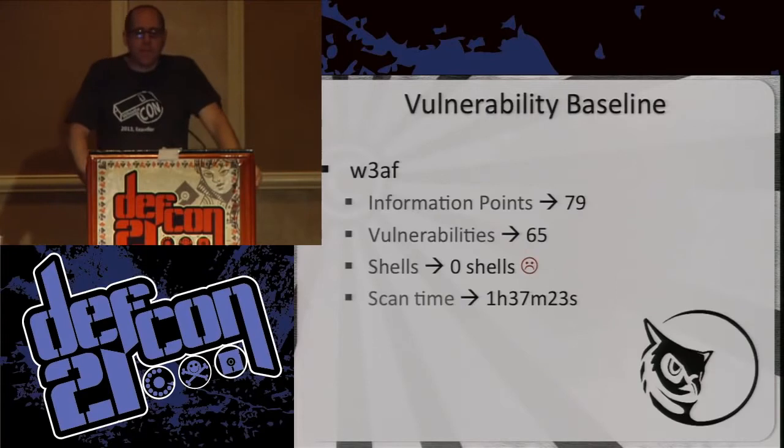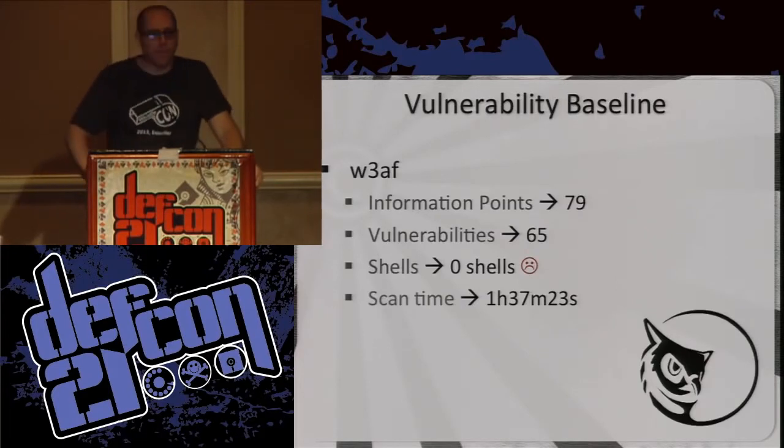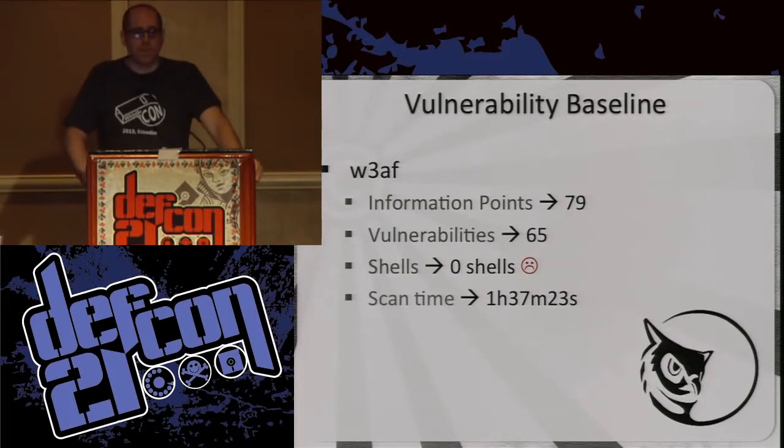So it's a quick baseline using W3AF. I didn't particularly pick on these people, it just happens to be an interesting baseline. So a standard baseline for my test system was 79 informational points, 65 vulnerabilities, no shells, which kind of makes me a sad panda, but no shells. And it took an hour and 37 minutes to do a scan.